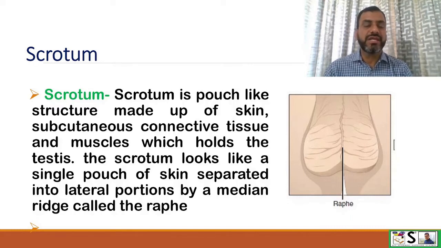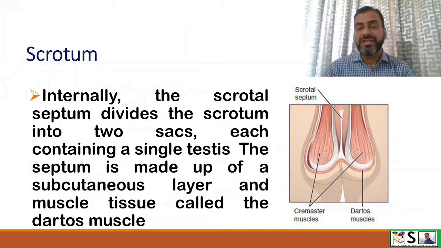The scrotum looks like a single pouch of the skin, but it is separated into lateral portions by a median ridge known as raphe. Internally, the scrotal septum divides the scrotum into two sacs. So this is septum and these are two sacs of the scrotum. Each contains a single testis. The septum is made up of subcutaneous tissue and muscle, which is called dartos muscle.